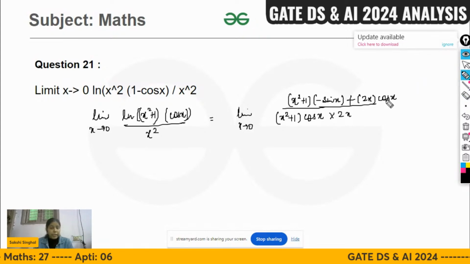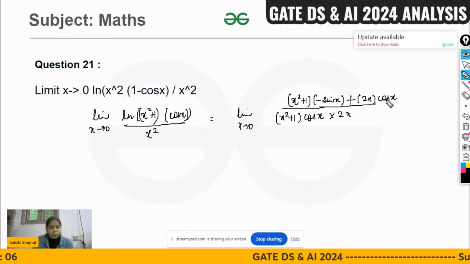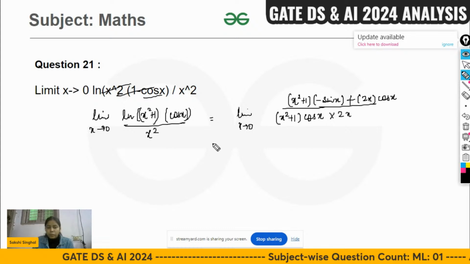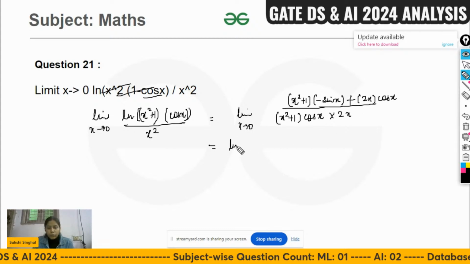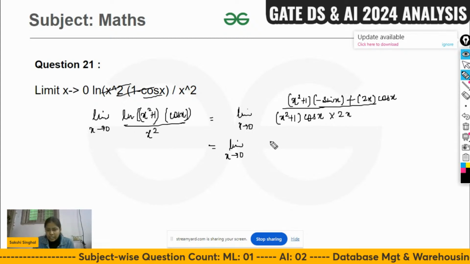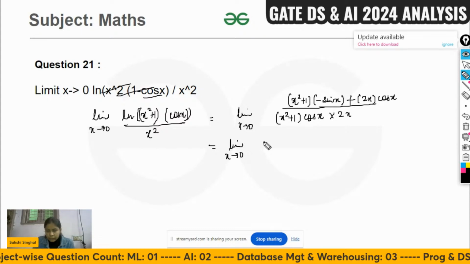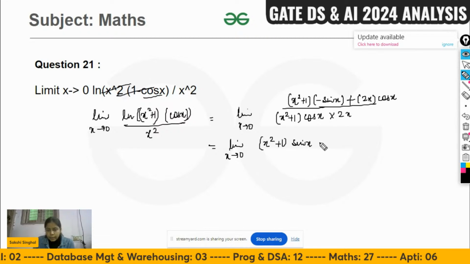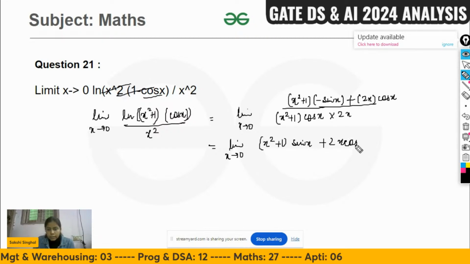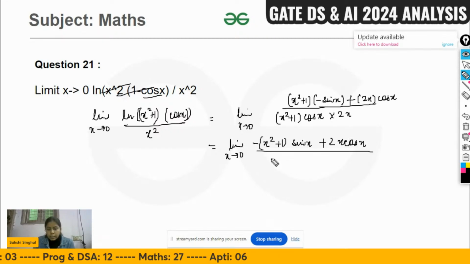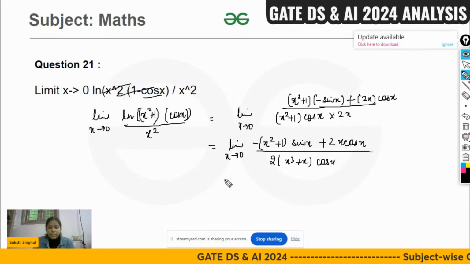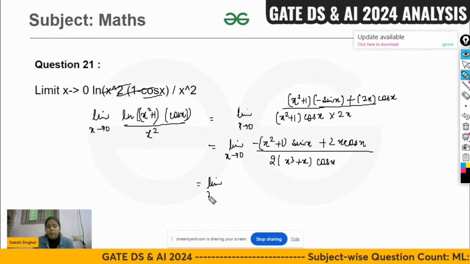Right, now if I apply x approaches 0, I'll get 0 by 0 form. Right, I'll get 0 by 0 form. So again, I'll apply L'Hopital rule. So what would it become? First, I'll simplify it a little bit. Let me write down x square plus 1 sine x plus 2x cos x minus sine, and then we have, let's multiply this inside, x cube plus x cos x. Right, now it gets a little bit simplified. Now I'll differentiate numerator and denominator again.